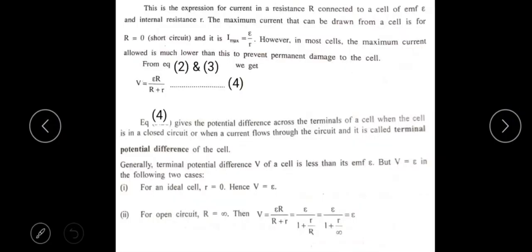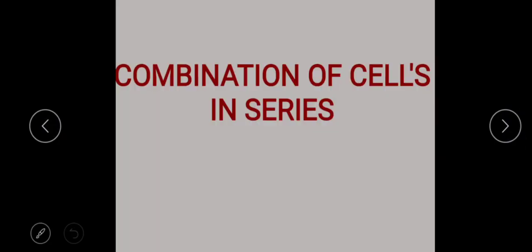This is the one concept. The next concept is the combination of cells in series. We already learned the concept of a cell. A cell, our electrolytic cell, is nothing but a simple device used to maintain a steady current.